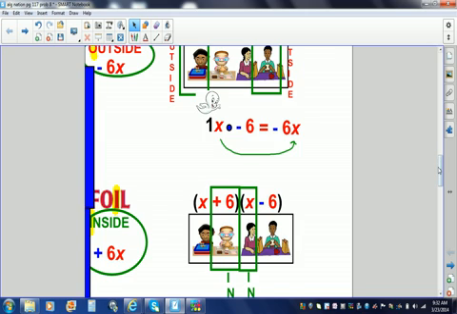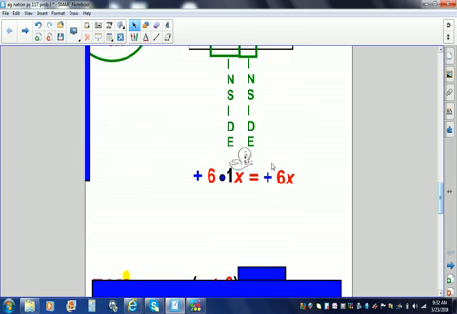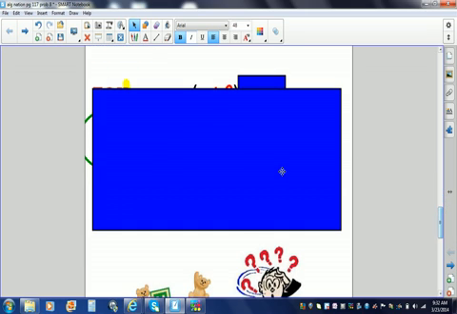I will continue to FOIL. First, outside, I is going to stand for inside. So I've got all my kiddos at the cafeteria table. Which terms are on the inside? A plus 6 and x. So I will multiply those together. 6 times 1 gives me 6. My dog follows me everywhere I go. So that gives me a positive 6x for the inside.